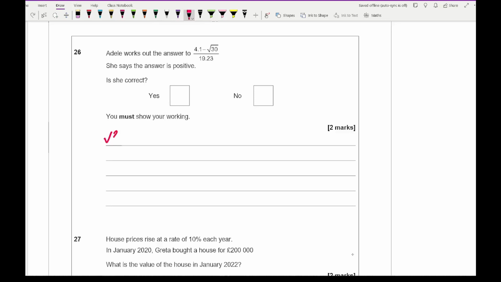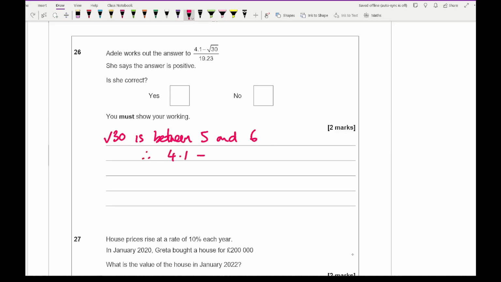Now, root 30 is between 5 and 6. And the reason why we know that is because, what number can you square root? Square numbers. What square number is 30 in between? Well, it's between 25 and 36. So that means that the answer must be between 5 and 6.